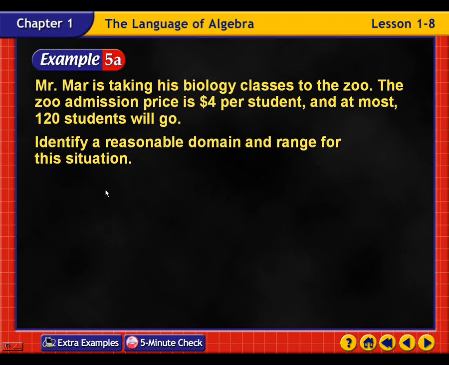Now we're going to talk about domain and range. Mr. Marr is taking his biology class to the zoo. The price is $4 per student, and 120 students is the maximum. At most means the maximum. And we want a domain and a range.